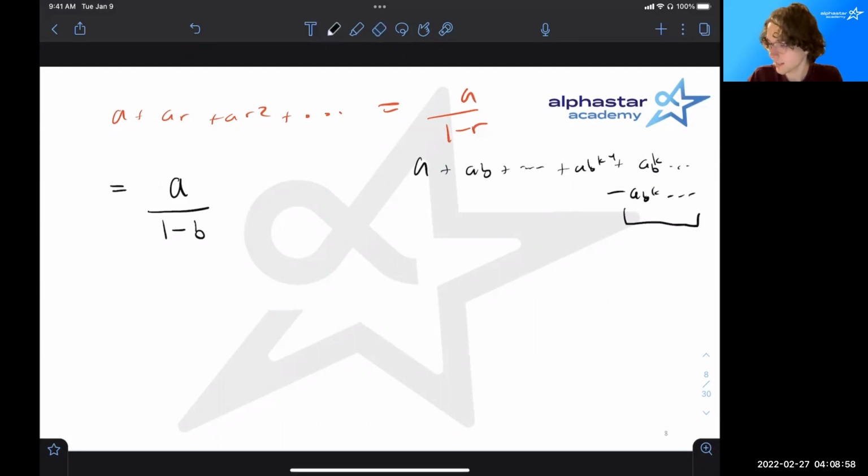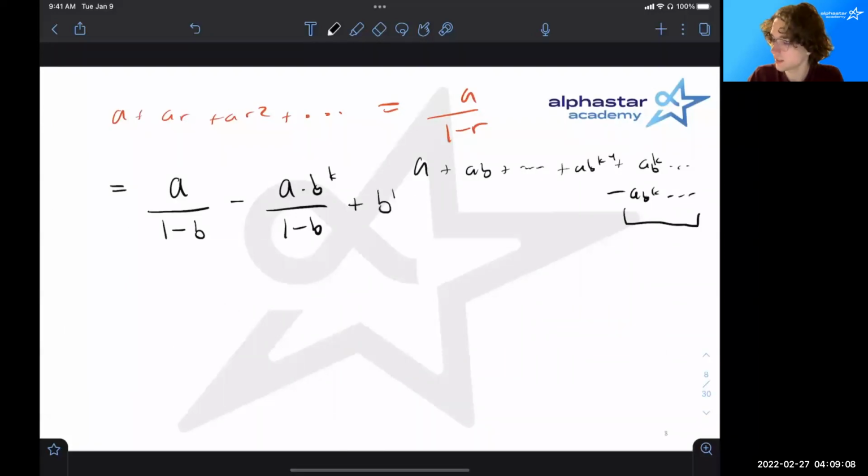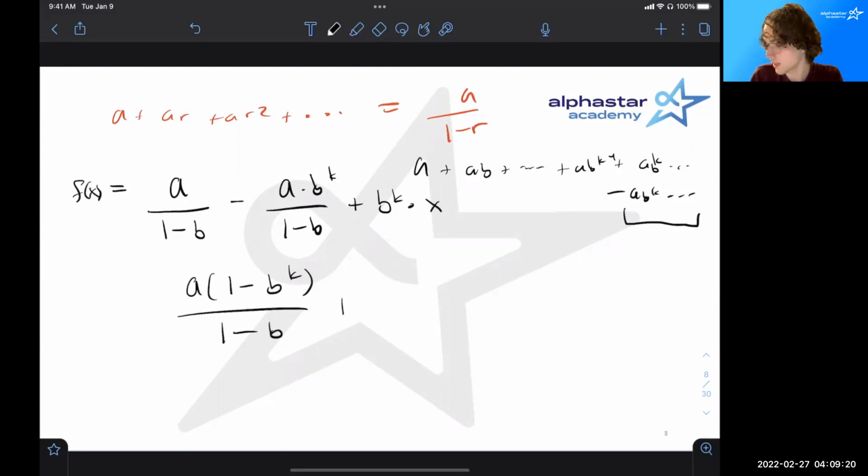So what we can do is subtract off a times b to the k over 1 minus b, and we just need to add on the last term, plus b to the k times x. This is equal to f of x given the parameters a and b being fixed. And so that's just a times 1 minus b to the k over 1 minus b, plus b to the k times x. And so if a and b are fixed and don't change, then we can apply it k times really easily. We just need to figure out how many times to apply it.